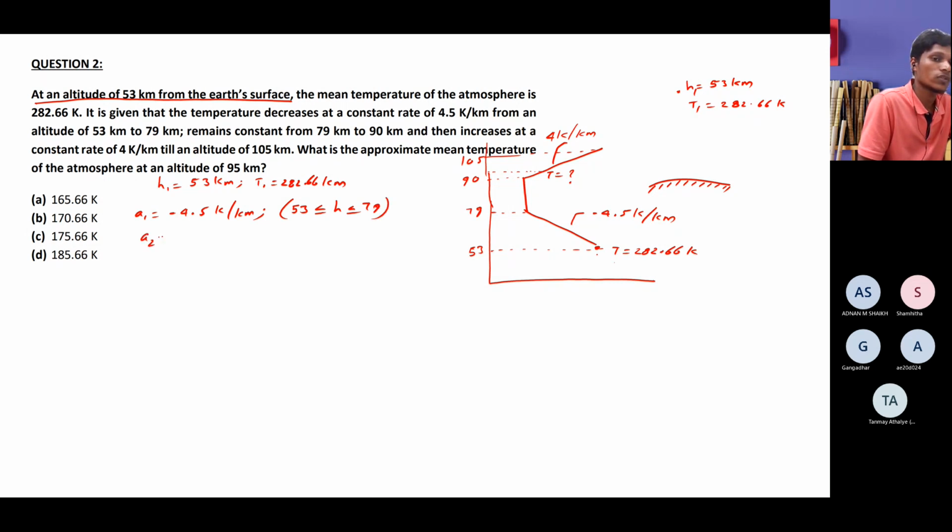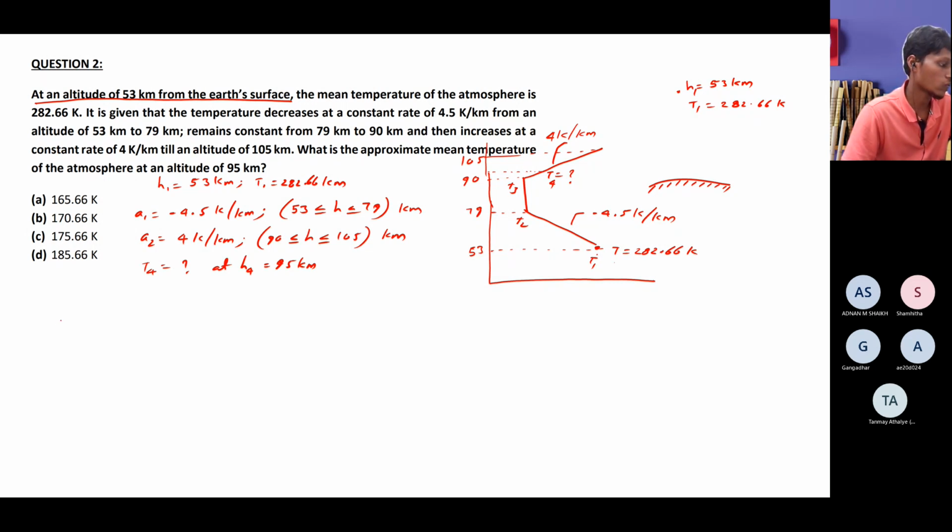Then your second lapse rate A2 is plus 4 Kelvin per kilometer, and this is valid only between 90 less than or equals to H less than or equals to 105 kilometers. The question is T4, the temperature at this portion. Say this is your T1, T2, T3 and T4. T4 is the question at H4 equals 95 kilometers. So we just note down all the given things. Then let's see how to find that.